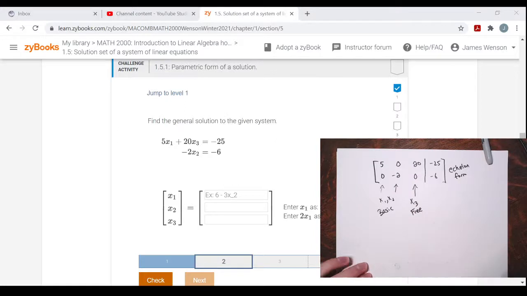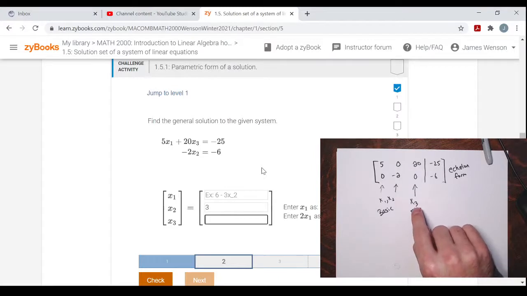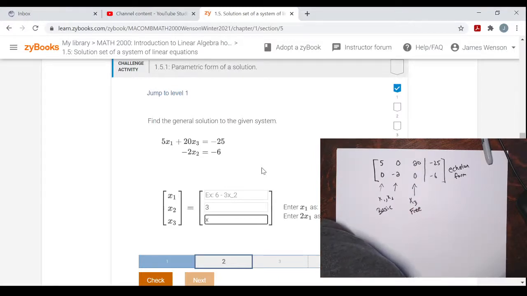All right, so I want to get everything in terms of x3 if I can. Now x2, I know the number, right? If negative 2 times x2 is negative 6, then x2 is simply 3. So x2 equals just 3 in the general solution. It's always 3. x3, right? x3 is free, so x3 is just x3. So x underscore 3, like that, like they asked me to enter.